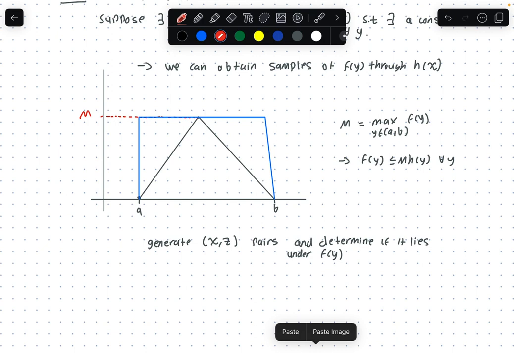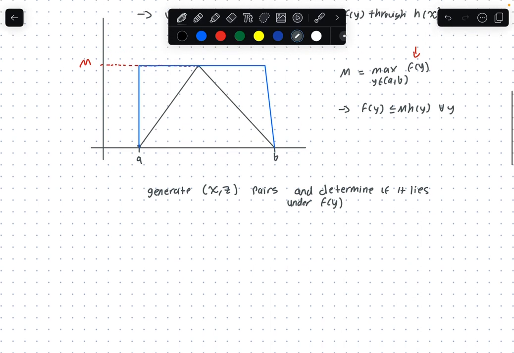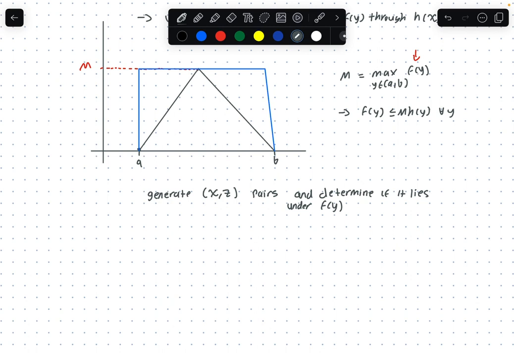And the way that we would find m, we're actually just going to estimate it using code. You can also use calculus. But we're just going to iterate over a bunch of values from a to b and take the maximum value that f of y takes on. And that'll be our estimate of m. If you iterate over enough values, which shouldn't take more than a second or two using code, you'll pretty much get the exact value. Now, what we're going to do is generate x-z pairs and determine if that point lies under f of y.